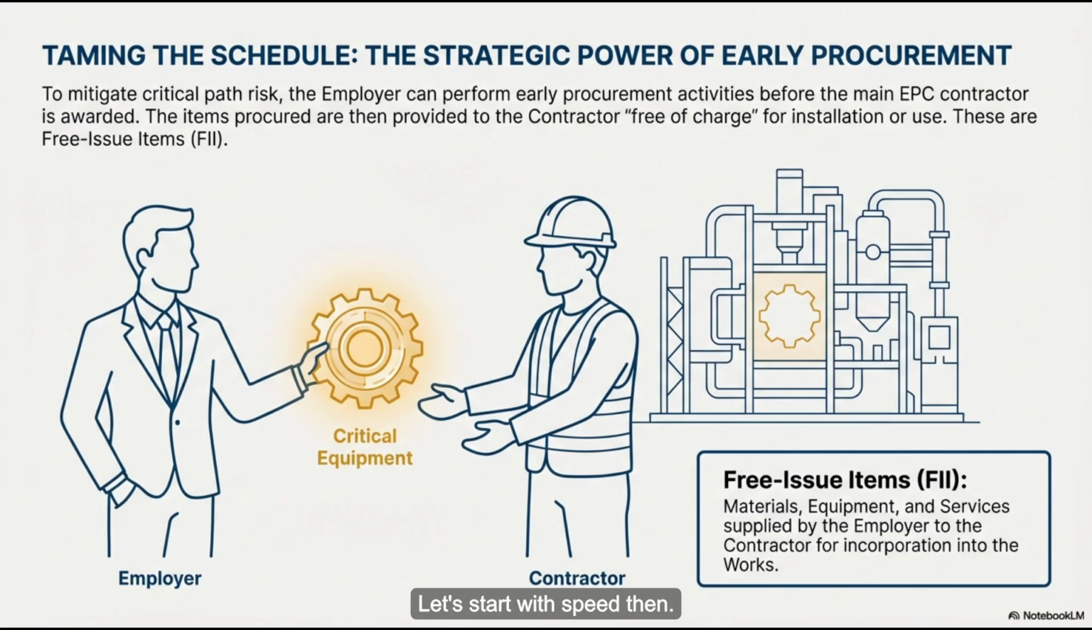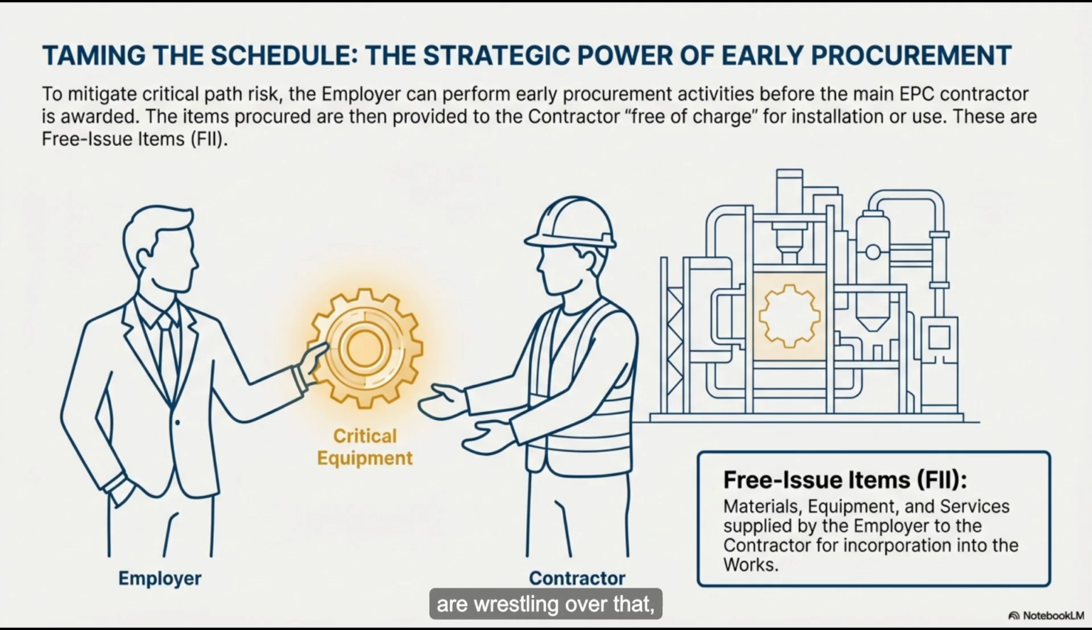Let's start with speed then. The source material talks a lot about the EPC schedule. That's engineering, procurement, and construction. Yeah. The argument is what? That the employer buys things because the contractor is too slow. Not necessarily slow, just late to the party. Think about the timeline of one of these mega projects. You don't just wake up and hire a contractor for a chemical plant. Sure, it takes months. Months, sometimes a year, just to negotiate the main contract.